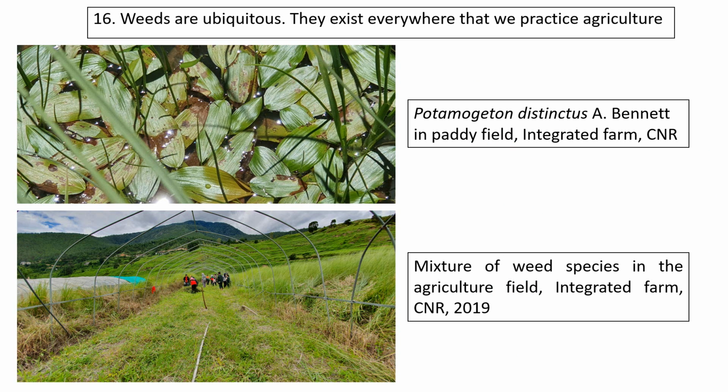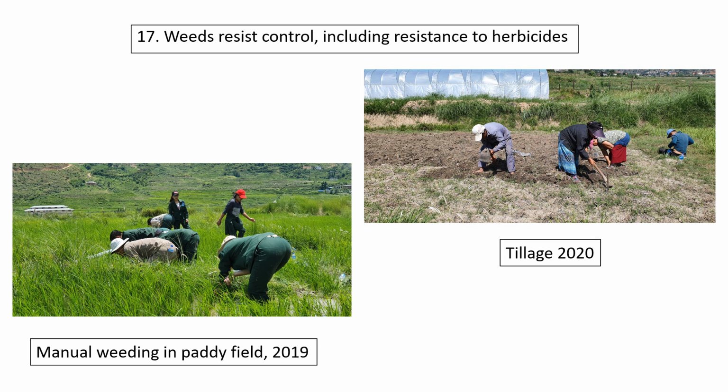16. Weeds are ubiquitous. They exist everywhere that we practice agriculture. 17. Weeds resist control, for example, cultural practices such as manual weeding and tillage, including resistance to herbicides.